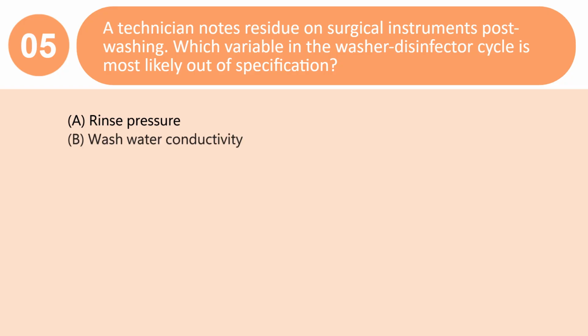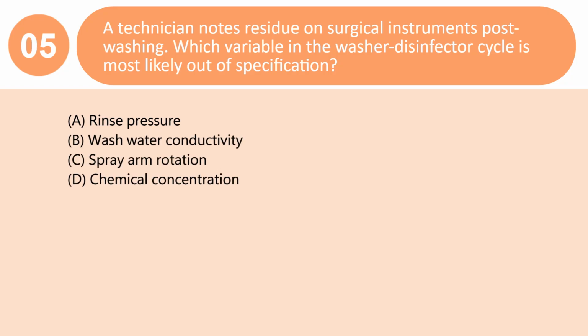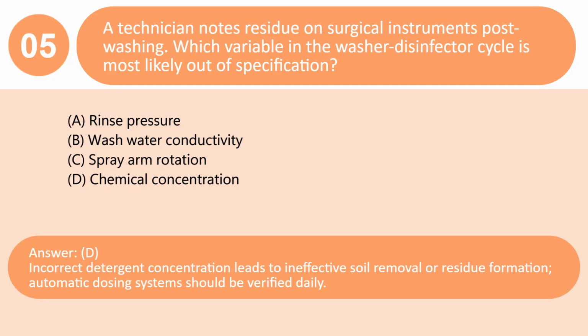A technician notes residue on surgical instruments post-washing. Which variable in the washer-disinfector cycle is most likely out of specification? A. Rinse pressure. B. Wash water conductivity. C. Spray arm rotation. D. Chemical concentration. Answer: D. Incorrect detergent concentration leads to ineffective soil removal or residue formation. Automatic dosing systems should be verified daily.